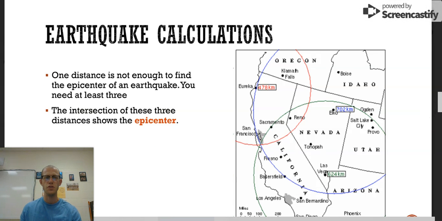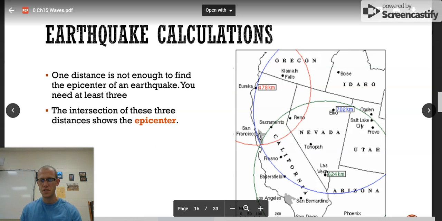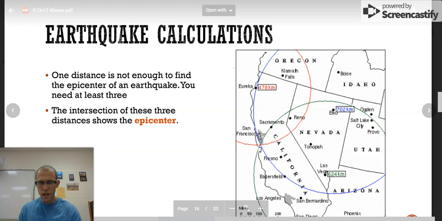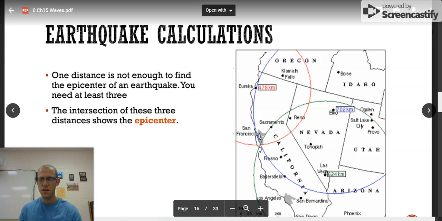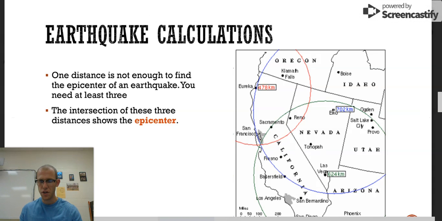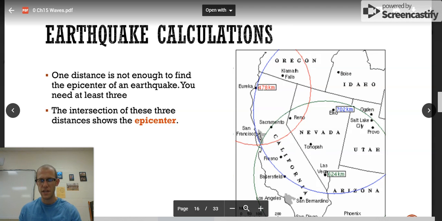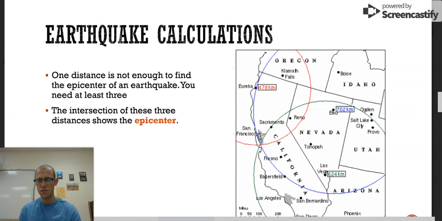So here's just a visual of the distance that we found that the earthquake could be in. Here's another location in Elko. They found it to be 702 kilometers away. And then this one in Eureka found it to be 478 kilometers away. And where they all intersect, that is where the epicenter is. So right there, that's where the earthquake, the fault line, occurred and shifted.